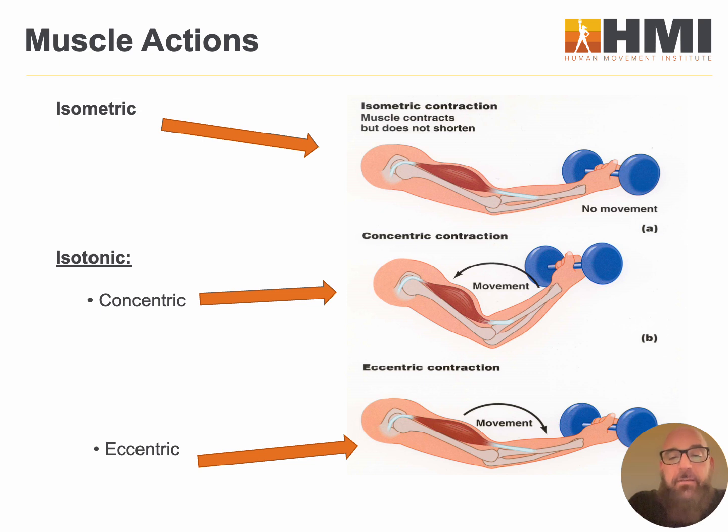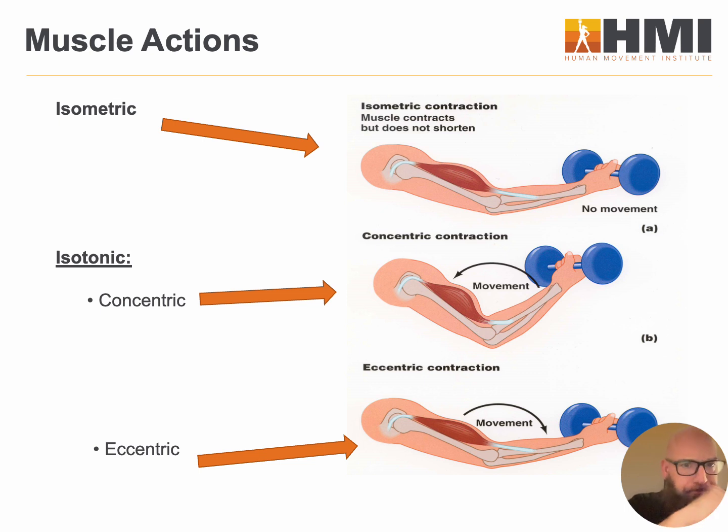So think of a plank, think of a wall sit. In a plank, your abs are working. The muscles are neither lengthening nor shortening, but they are working, they're holding their position. So that's an isometric contraction. Isotonic contraction is where the muscle is actually contracting against resistance.